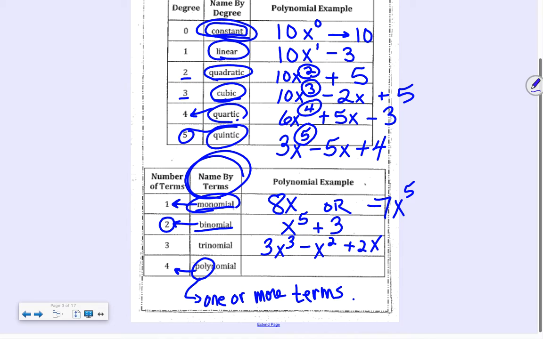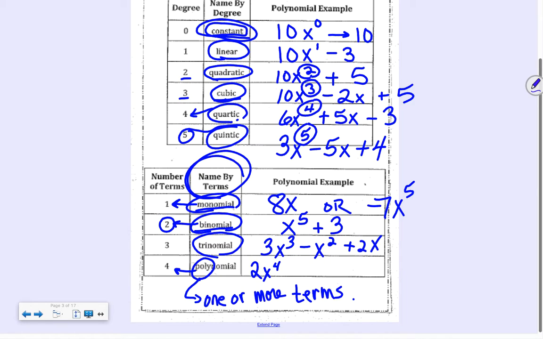If you get 2 terms, there's a special name. It's called binomial. If you get 3, there's a special name called what? Trinomial. So now, the only time you ever say polynomial is when there's 4 or more. When you get 4 or more, you say, I have a polynomial of 4. Polynomial of 5. Okay, let's just do a quick example.